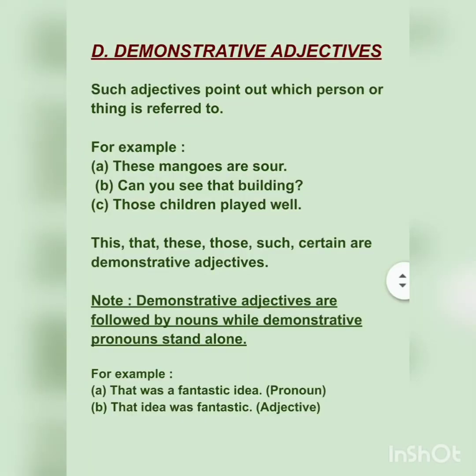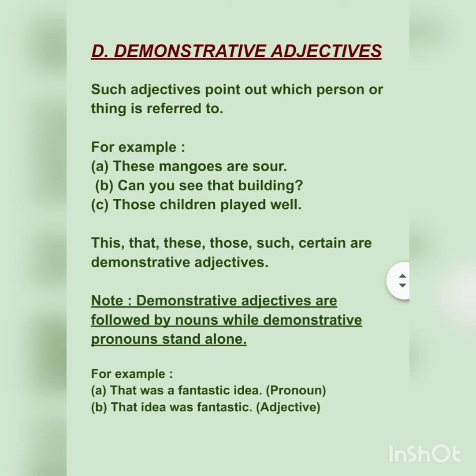The next is demonstrative adjectives. Such adjectives point out which person or thing is referred to. Demonstrative adjectives are used to point out a person, place or thing or any kind of object. For example, these mangoes are sour. Can you see that building? Those children played well. Here, this, that, these, those, such and certain are demonstrative adjectives.